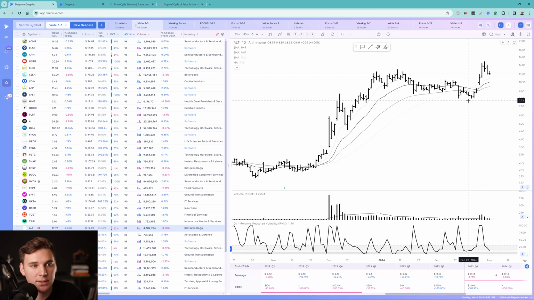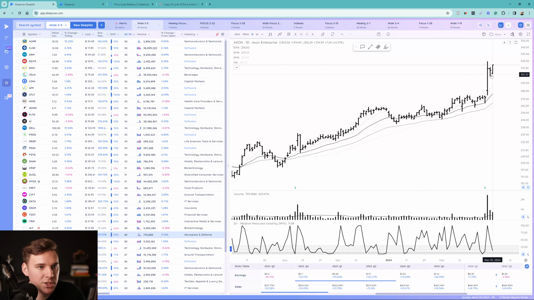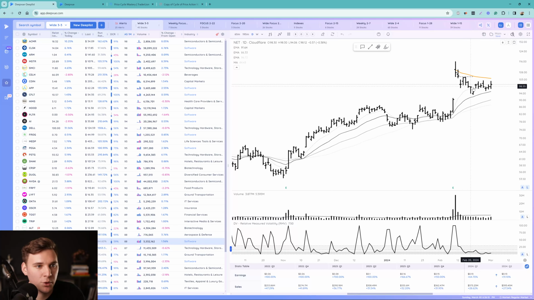But figured I'd highlight this just because the theme is that strong at this moment. Axon, good action after earnings, just kind of watching for contraction here. Net forming a little bit of a short-term base. We've got a pivot right near 100, 101 here. We've got the earnings gap, anchored VWAP up above as well.